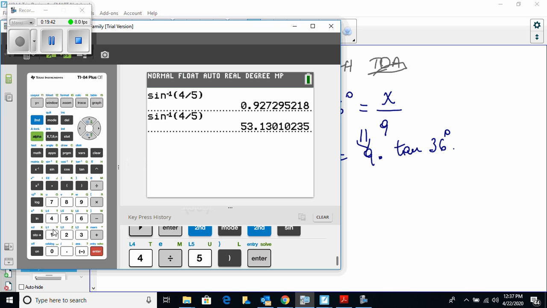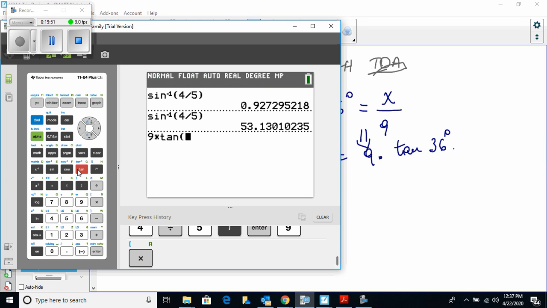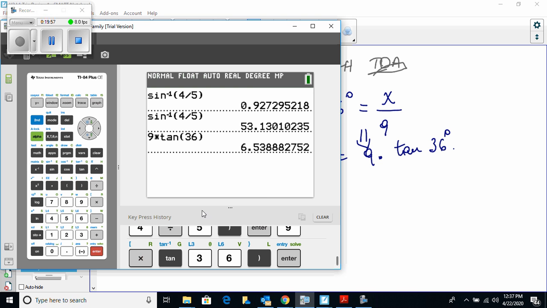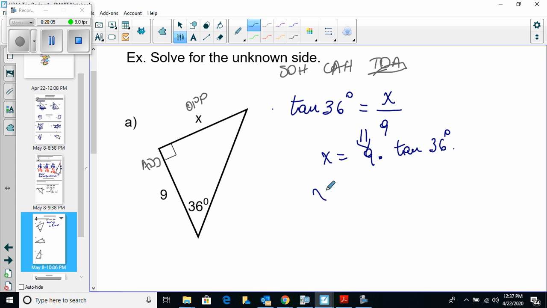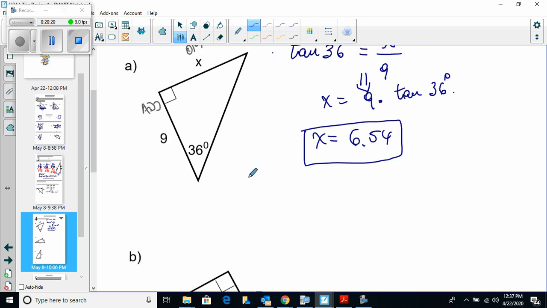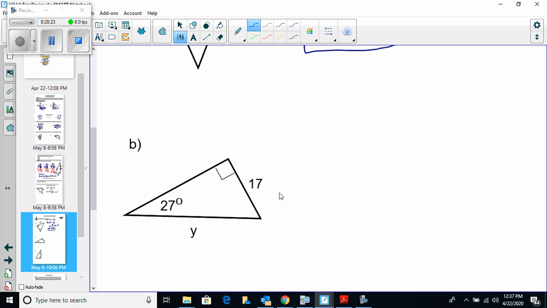Don't make the mistake that I made on the first one here. So now we go 9 times tangent 36 degrees. Enter. And then we'll have the side as 6.54. So x is 6.54. And if we are looking for the hypotenuse, then we can either use cosine or a squared plus b squared equals c squared. Let's move now to the next one.